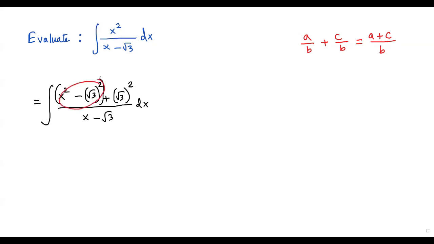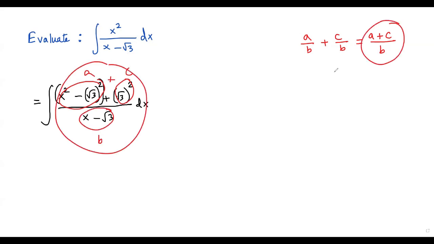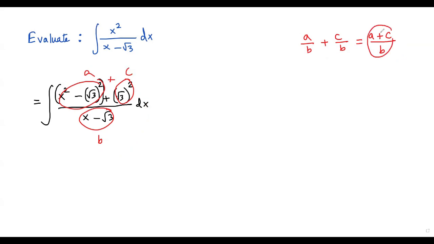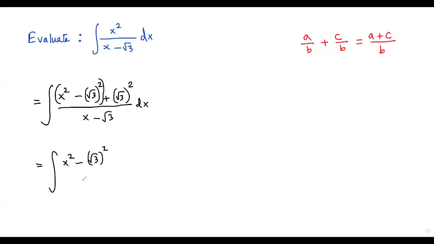So I consider this is a and positive, this is c, and the whole stuff over here is b. So now it's in the form of a positive c over b. So a positive c over b can be written as a over b positive c over b. Okay, now let me do it over here. I'm going to take this denominator separately for this one and this one. Then I'm getting integral x square negative square root of 3 the whole square over x negative square root of 3, positive square root of 3 the whole square over x negative square root of 3, times dx.